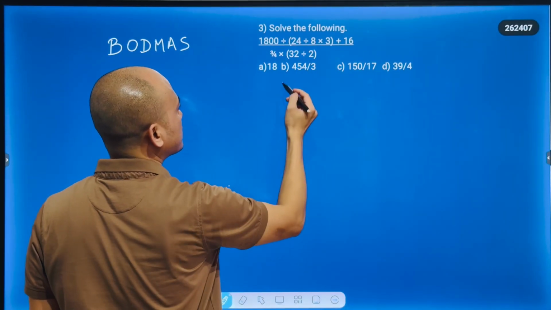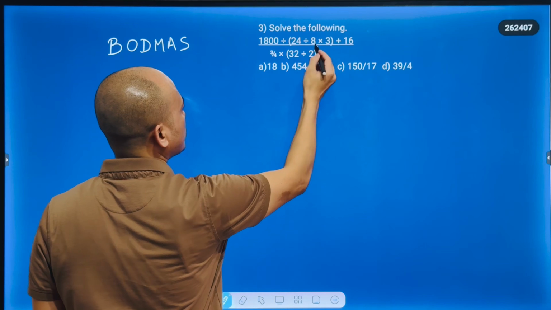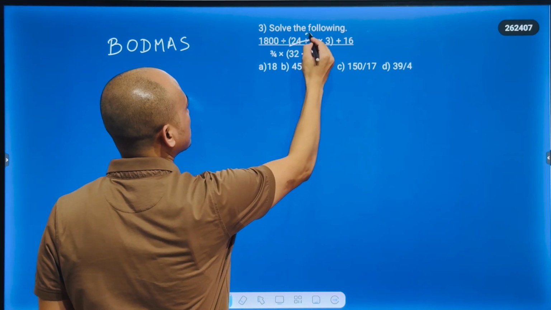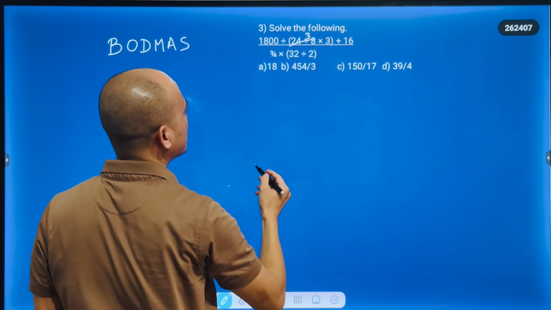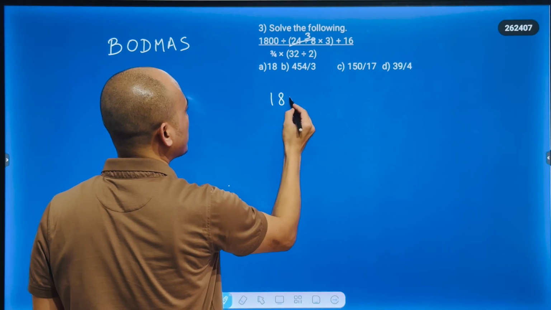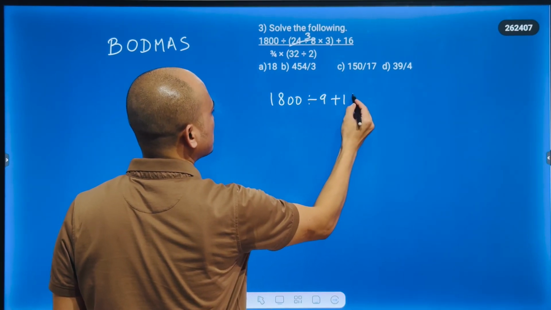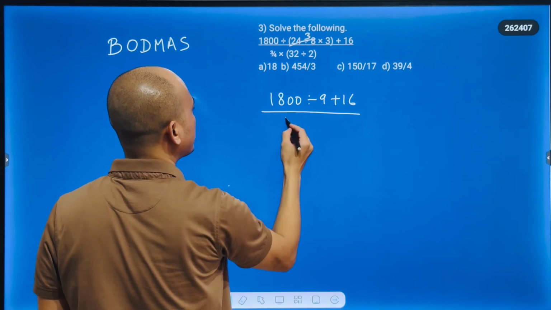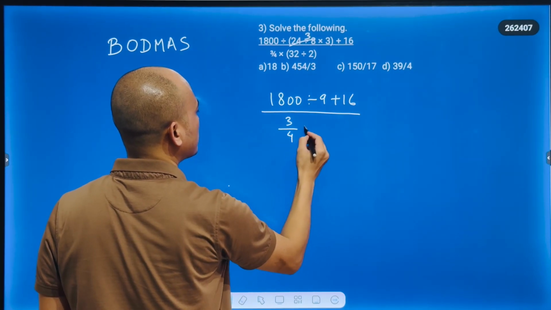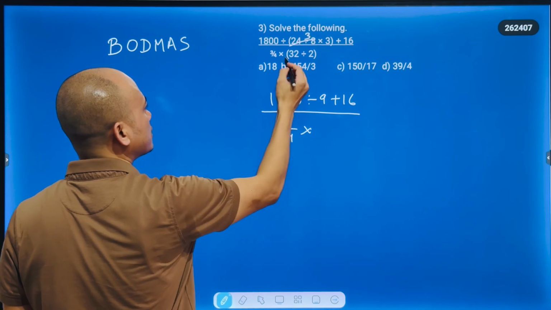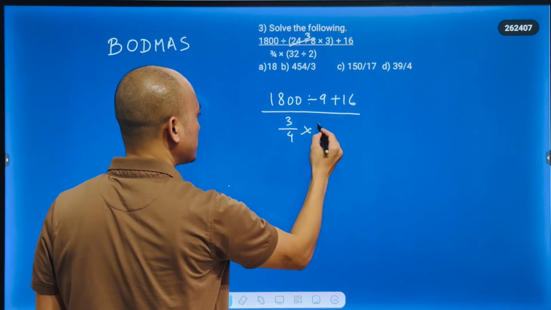24 divided by 8. 24 by 8 is how much? 3. So this is 3 into 3, 9. So upper we have 1800 divided by 9 plus 16 by 3 by 4 into, we will have to do the bracket first, 32 divided by 2, that is 16.